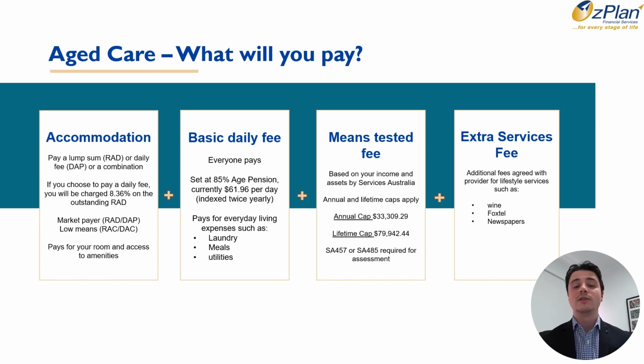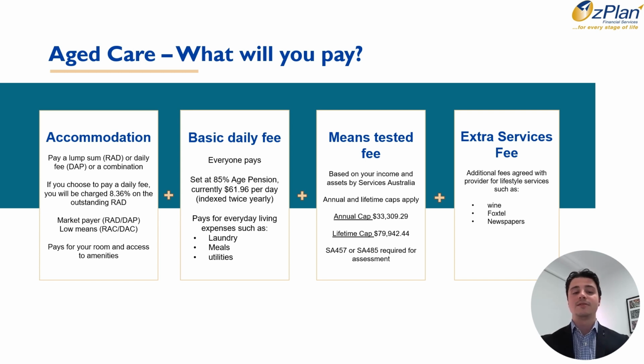There are essentially 4 pillars of costs associated with care. You've got accommodation as your first. So this is essentially what covers for the room or access to the amenities. And you could choose to pay this in the form of a lump sum known as a refundable accommodation deposit or a RAD, a daily fee known as a daily accommodation payment, or you can do a combination of both.